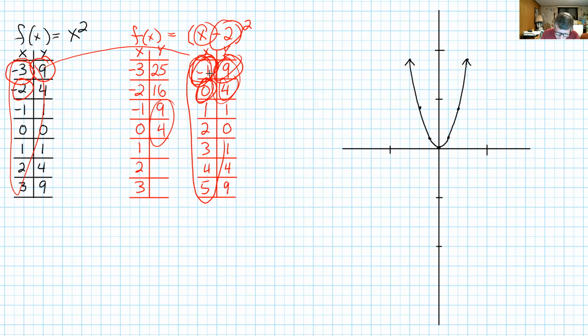So again, what am I doing? My x values are 2 greater than they were before, but my y values are all the same. Let's see what happens here. -1, 9, 0, 4, 1, 1, 2, 0, 3, 1, 4, 4, 5, 9. Right. And if I graph that, okay.